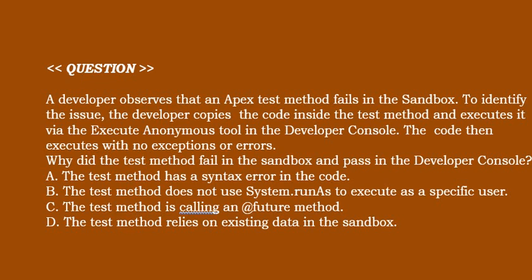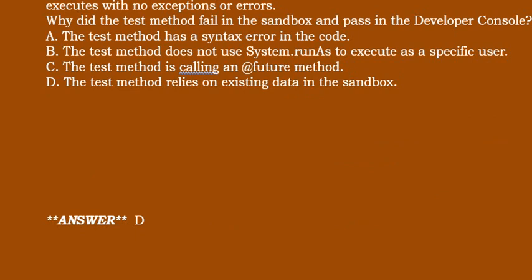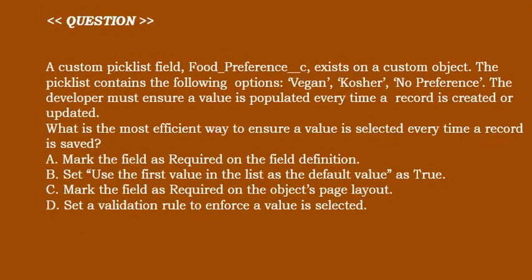Option A, the test method has a syntax error in the code. Option B, the test method does not use system.runAs to execute as a specific user. Option C, the test method is calling a future method. Option D, the test method relies on existing data in the sandbox. Correct answer is option D.